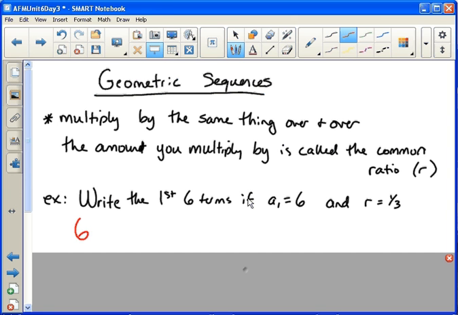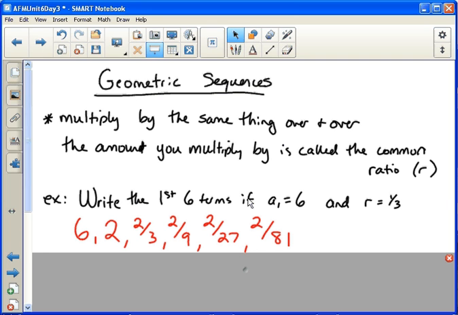So we start with 6, and we multiply by 1/3. So 6 times 1/3 is 2. Now we need to multiply by 1/3 again. 2 times 1/3 is 2/3. 2/3 times 1/3 is 2/9. Times 1/3 is 2/27. Times 1/3 is 2/81. So that would be the first 6 terms of this sequence. You just continually multiply by 1/3 every time. 6 times 1/3 is 2. 2 times 1/3 is 2/3, and so on.